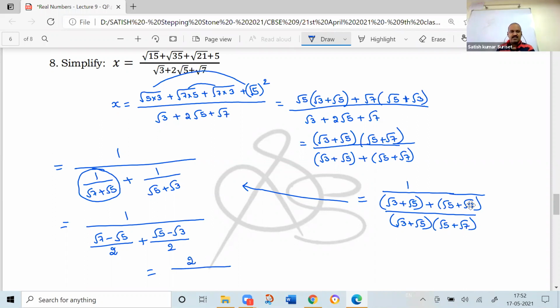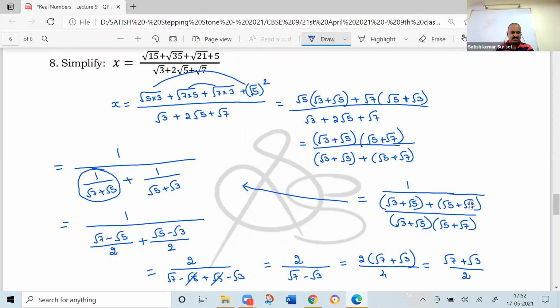So 2 upon root 7 minus root 5 plus root 5 minus root 3. So root 5 gets cancelled. So 2 upon root 7 minus root 3. Now again rationalize the denominator. So 2 into root 7 plus root 3 upon 7 minus 3, 4. Hence root 7 plus root 3 upon 2. So that is the answer.